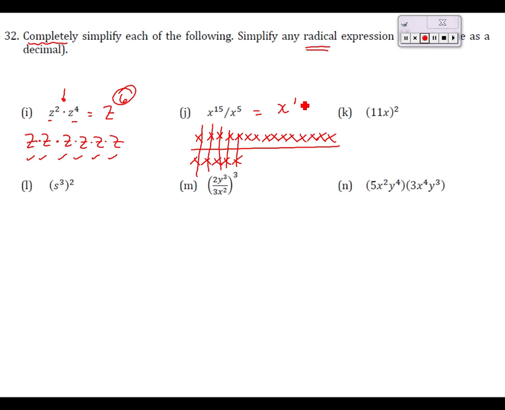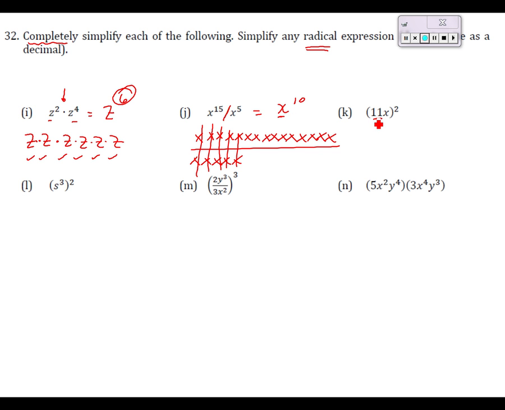Shockingly, it is x to the 10th, which I would have gotten if I had realized that if I see the same base twice with division in between, write the base once and subtract the exponents. Preach it, Miss Getz. Now in K, what's the difference here? K is I do not have the same base.